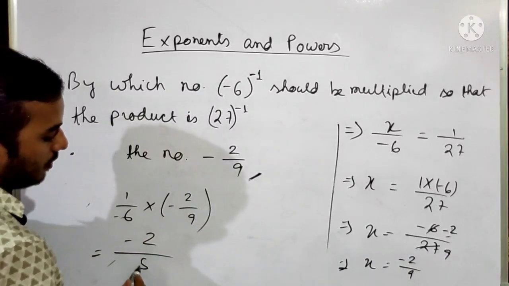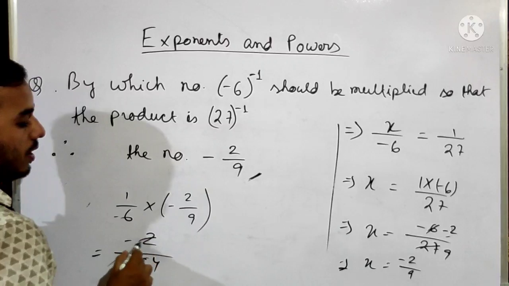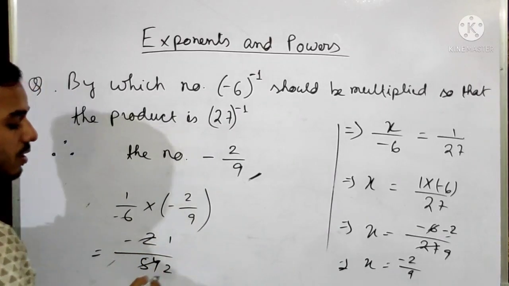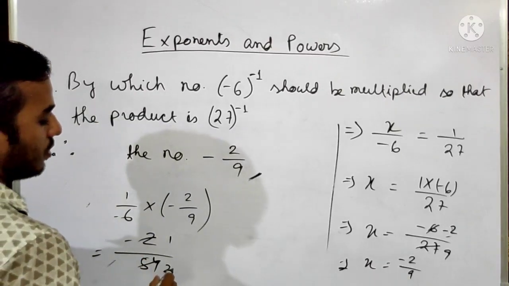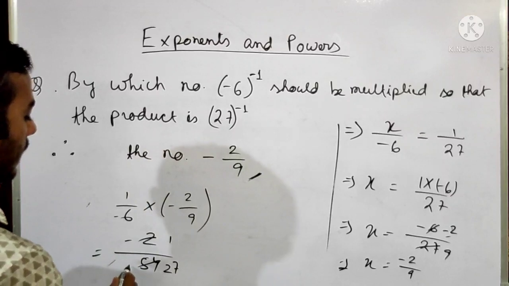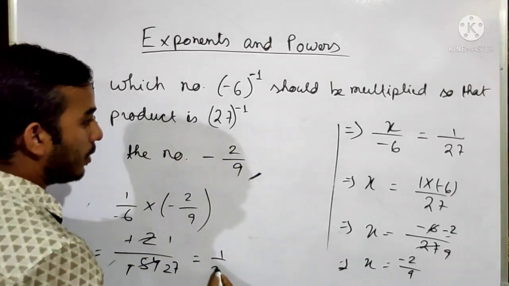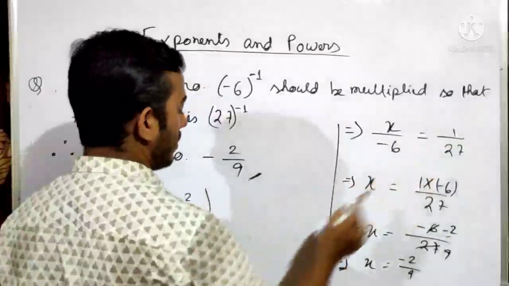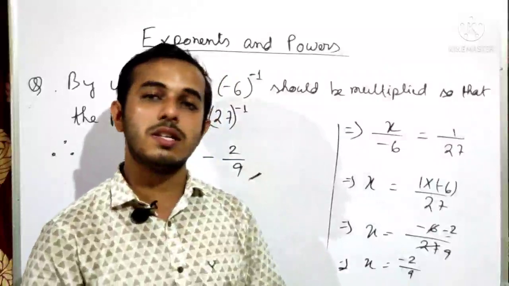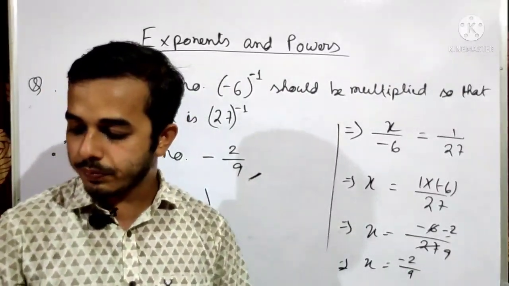Okay, 6 and 54. Now we can cancel, isn't it? 2 into 1 is 2, and 2 into 2 is 4. Then 2 into 7 is 14. Now here 6 into 9, minus minus cancel, so what is it? 1 by 27, isn't it? Look, 1 by 27. Clear? So that means the value which we got of x is correct. Clear?